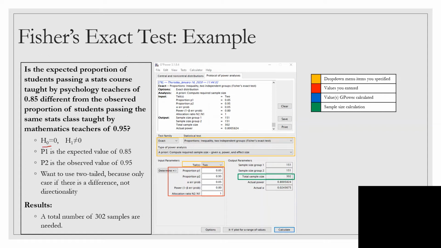So the null is that there's no difference in the proportion, and the alternative there is a difference. So P1 was our expected, P2 is observed, which we'll add in here. Only we want two-tailed because we only care if there's a difference, not directionality. And the group sizes we're assuming to be the same, which gives us a total sample size of 302 we need to detect this.